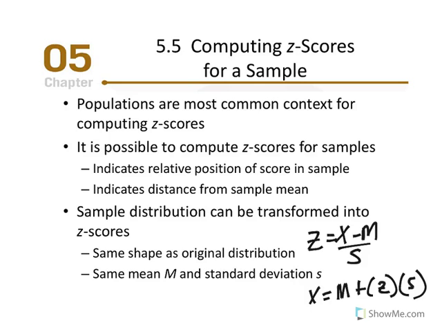Again, the purpose of a Z-score is to indicate the exact location of a score in relation to the mean. So it indicates the relative position of a score in a sample, and it indicates the distance from the sample mean. Again, the sign tells us if we're above or below the mean, and the value indicates how many standard deviation units that particular score is from the mean.